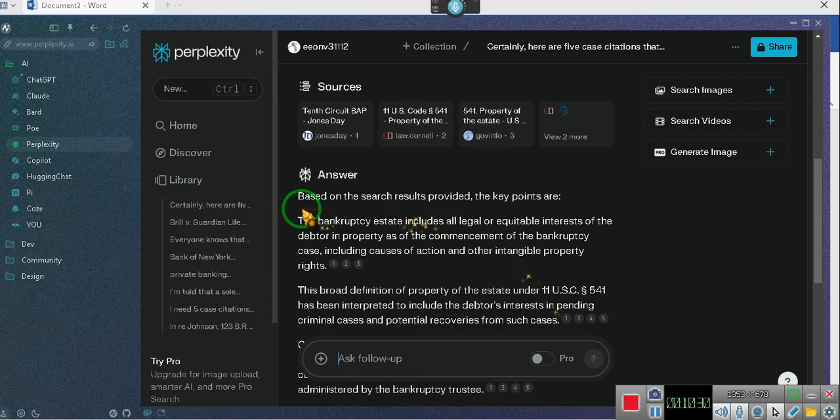Hold on, let me do this right here. Based on the search results provided, the key points are: the bankruptcy estate includes all legal and equitable interests of the debtor's property as of the commencement of the bankruptcy case, including causes of action and other tangible property.